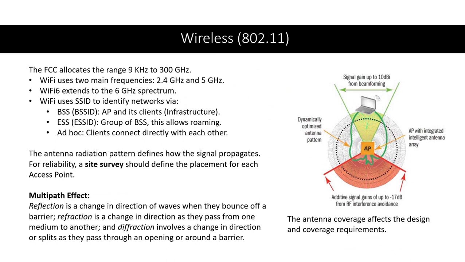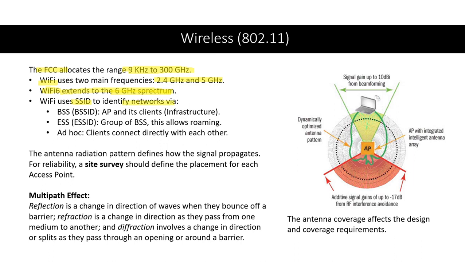Wireless is another wide area in IT. You can dedicate yourself only to Wi-Fi and do very well just by doing that. The FCC allocates the range from 9 kilohertz to 300 gigahertz for wireless communication, but Wi-Fi uses mainly 2.4 and 5 gigahertz. Now Wi-Fi 6 is the one that extended, and it runs up to the 6 gigahertz spectrum. So nowadays everything is 2.4 or 5 gigahertz, but with the introduction of Wi-Fi 6, which is already running out there, it goes a little bit higher, right?